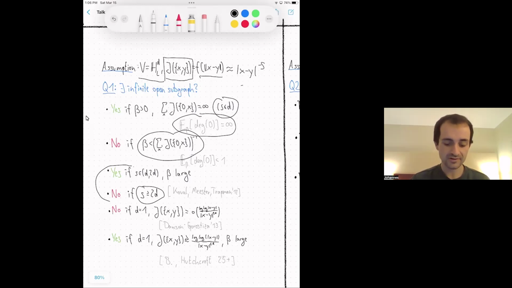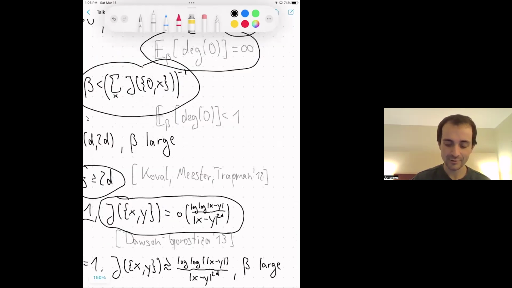Then also Dawson and Gorostisa improved this result. So they proved, if the dimension is 1, I actually guess this dimension 1 is not important here, and the decay is like this. So you have a decay that's slower than log of the distance divided by x minus y to the power 2d, then you cannot have an infinite open cluster.